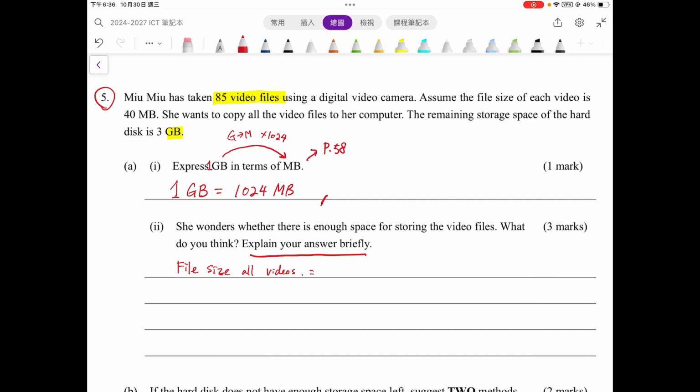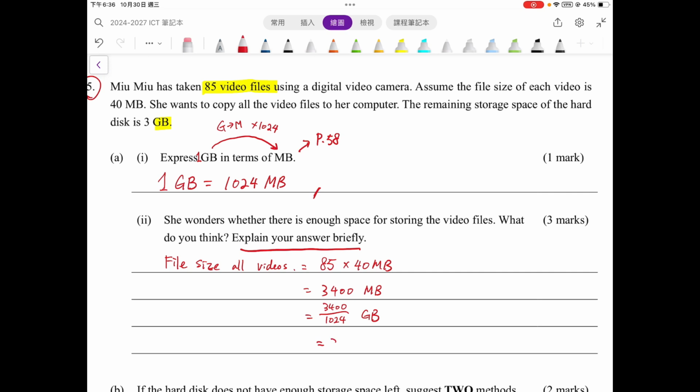Okay, for all the videos. So this is equal to, because you have 85 files there, and each of them are 40 megabytes, you will just multiply by 40. And you should get the number 3400 megabytes, right? And of course, you need to make it into gigabytes for your comparison. So you do the division, 3400 divided by 1024, and this will become your gigabytes, and this will give you the answer 3.32 gigabytes, right?